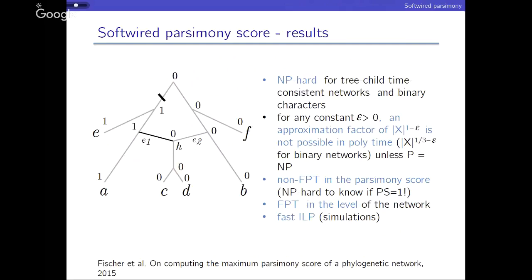So as soon as the level of the network is low, we have a good running time. And we also have a fast ILP formulation. ILP is an integer linear programming formulation. And we did simulation always on my old computer. And the formulation is pretty fast. So we have a way of scoring a network in the softwired parsimony way fast.